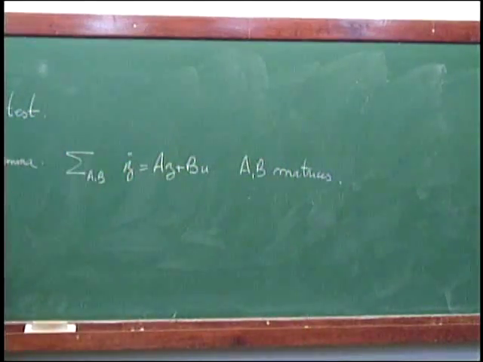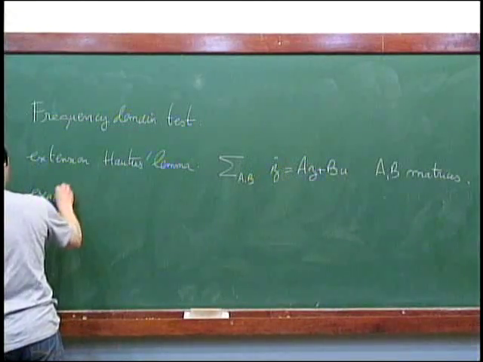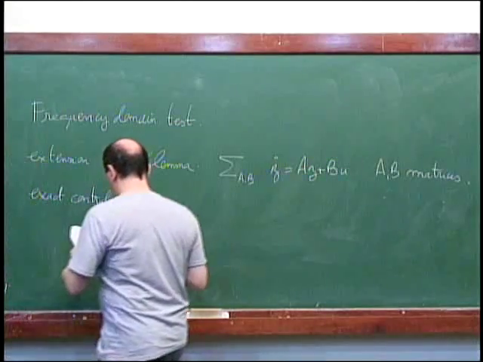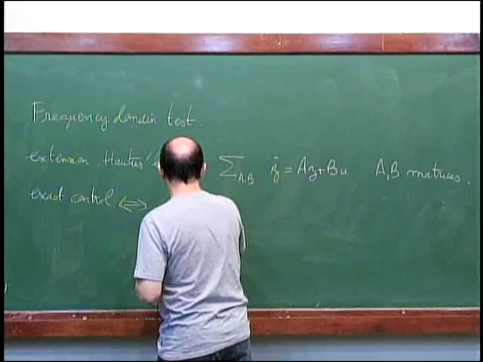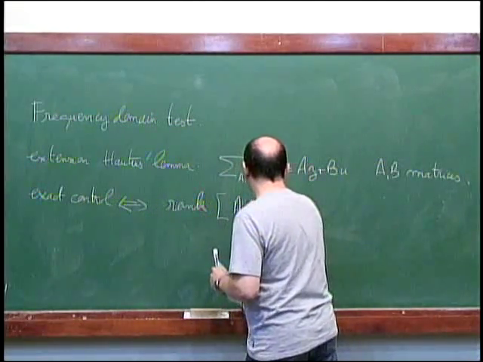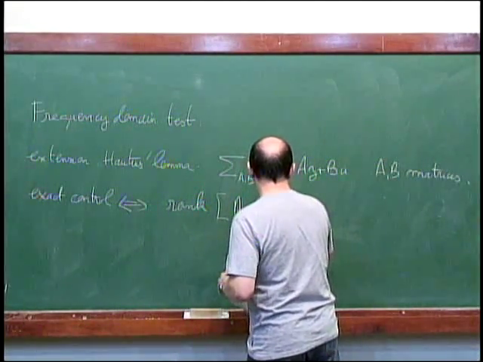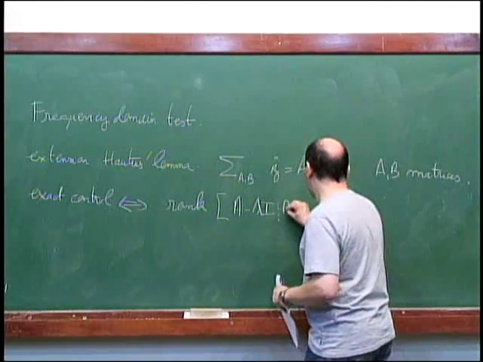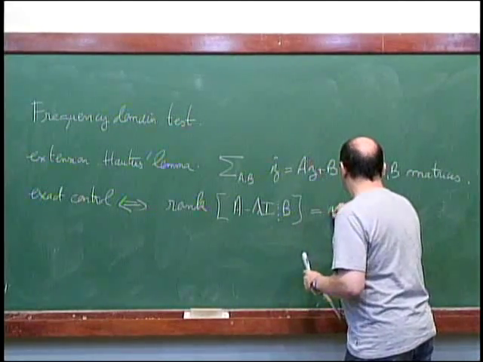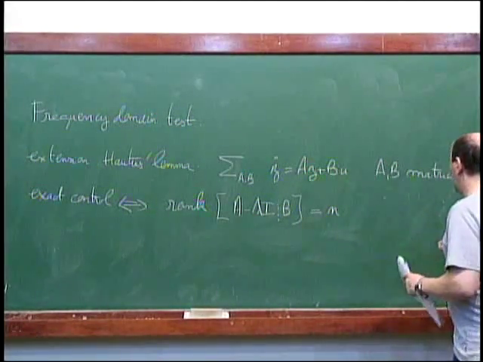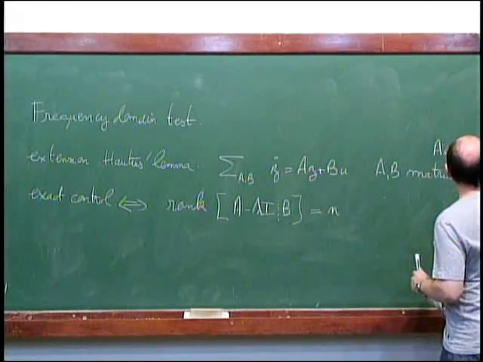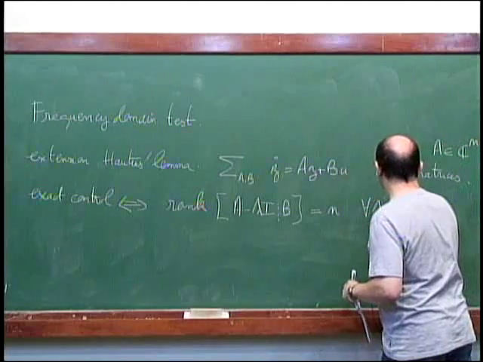then the exact controllability is equivalent to a rank condition like this: the rank of the matrix A minus lambda identity, and you put on the right the other matrix B. So this big matrix needs to have a rank equal to n, for A in this space, for any lambda in C.